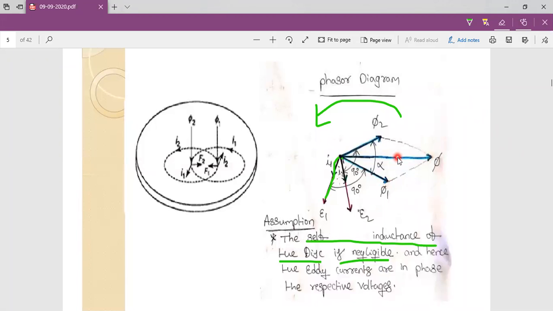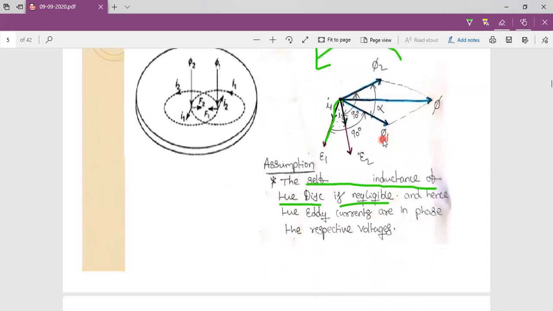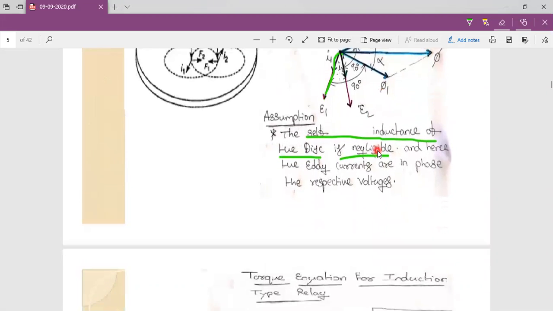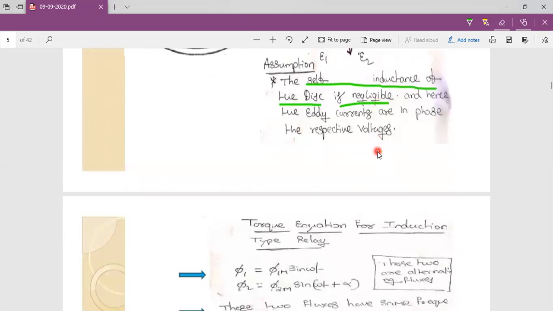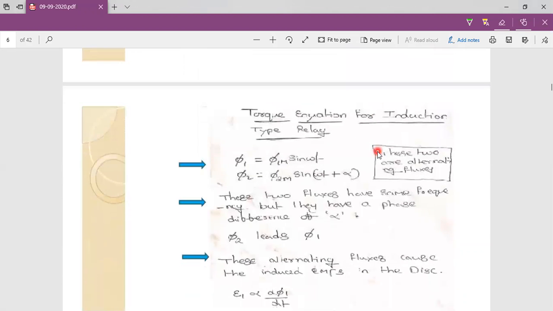I hope you can understand. If you understand the phasor diagram, definitely you can easily understand the equation of torque. So by keeping this in mind, we are going for the torque equation, to derive the equation of torque.